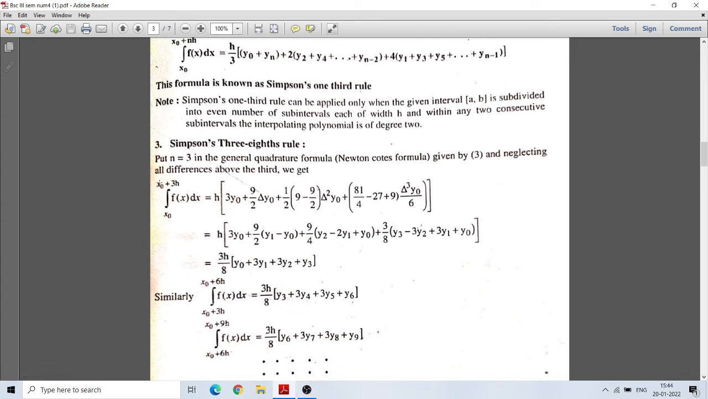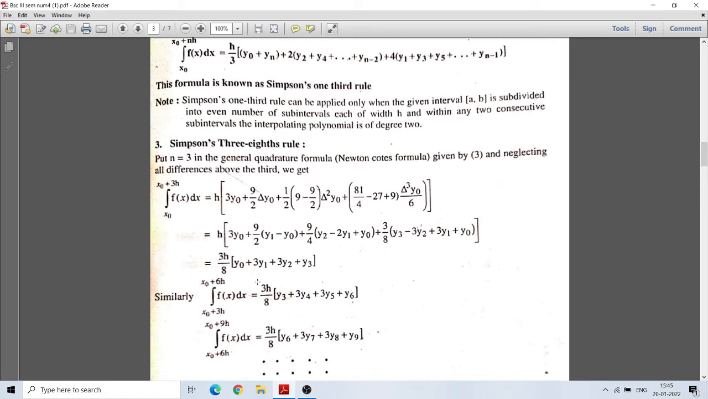Similarly, look here, in the Simpson 3/8 rule we take n equal to 3, n equal to 6. In the Simpson 1/3 rule, we take n equal to 2, n equal to 4. So look here, the integral with limits x0 plus 3h to x0 plus 6h, f of x dx, equals 3h by 8, y3, 3y4, 3y5, 3y6. How will we get this one?